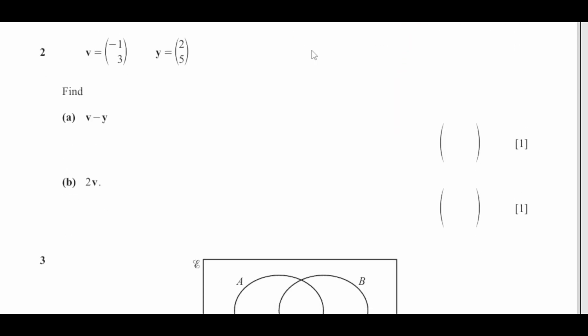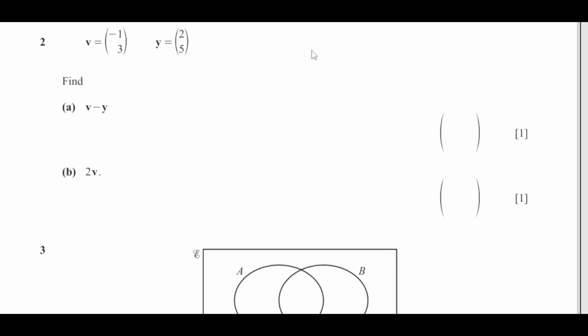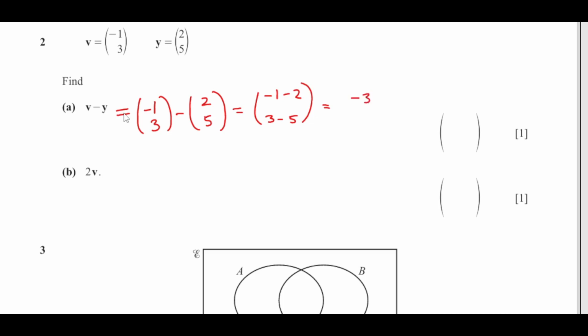Now question number 2, we have two vectors here, v and y. Find v minus y. So we are just going to put the values here. -1, 3, minus y is 2 and 5. So now we are just going to subtract this. So this is -1 minus 2, and 3 minus 5, right? So this is going to be -3, and 3 minus 5 is -2. So the final answer is -3 and -2.